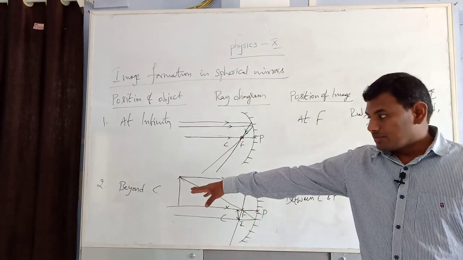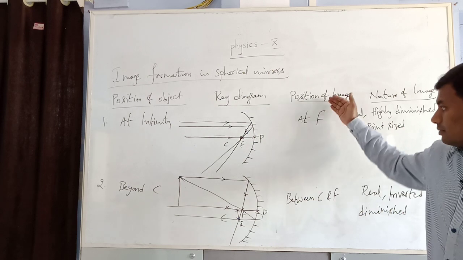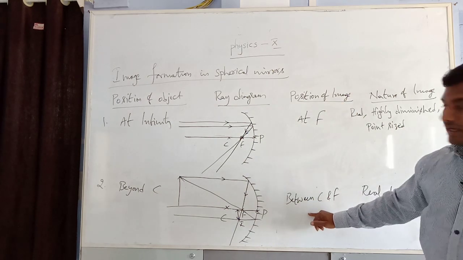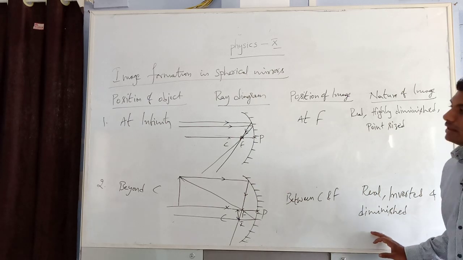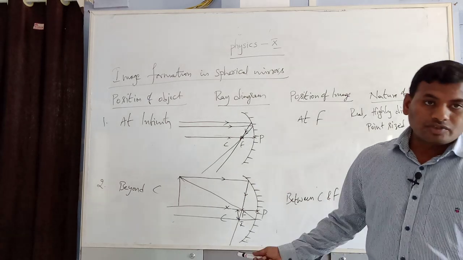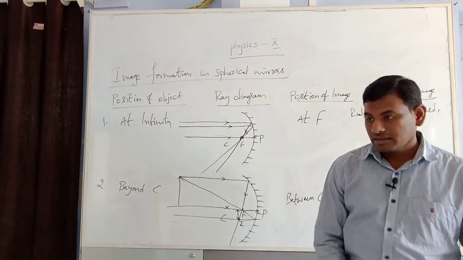So for the position of the object, if the object is beyond C, this will be the ray diagram, and the position of the image is between C and F, and the nature of the image is real, inverted and diminished. Now let's move to the third position, that is at C. When the position of the object is at C, let us see the characteristics of the image.